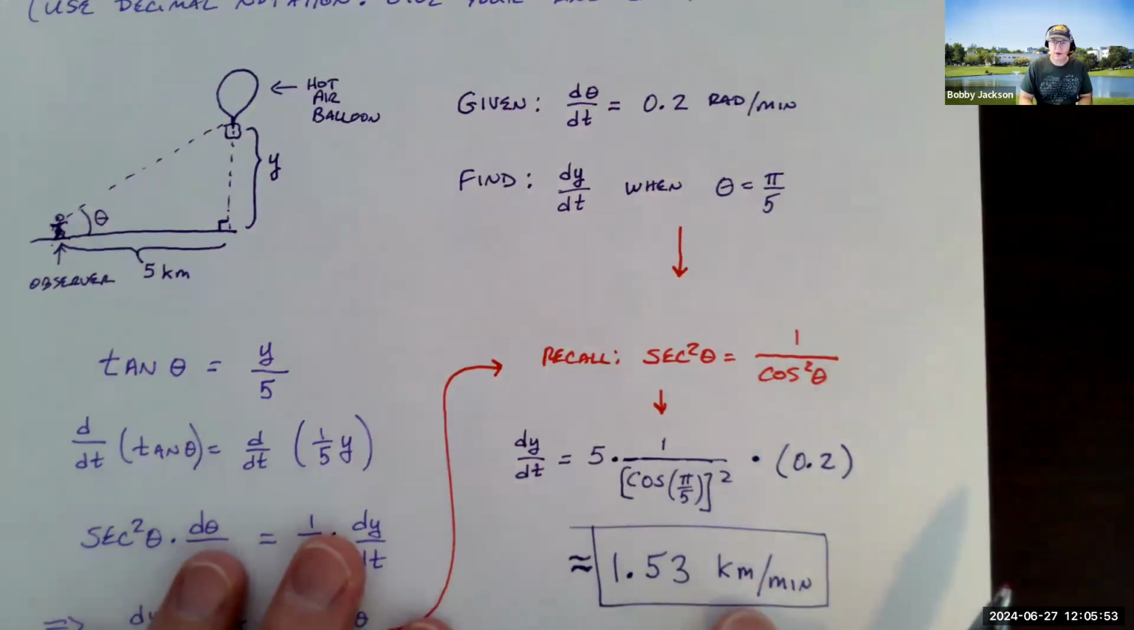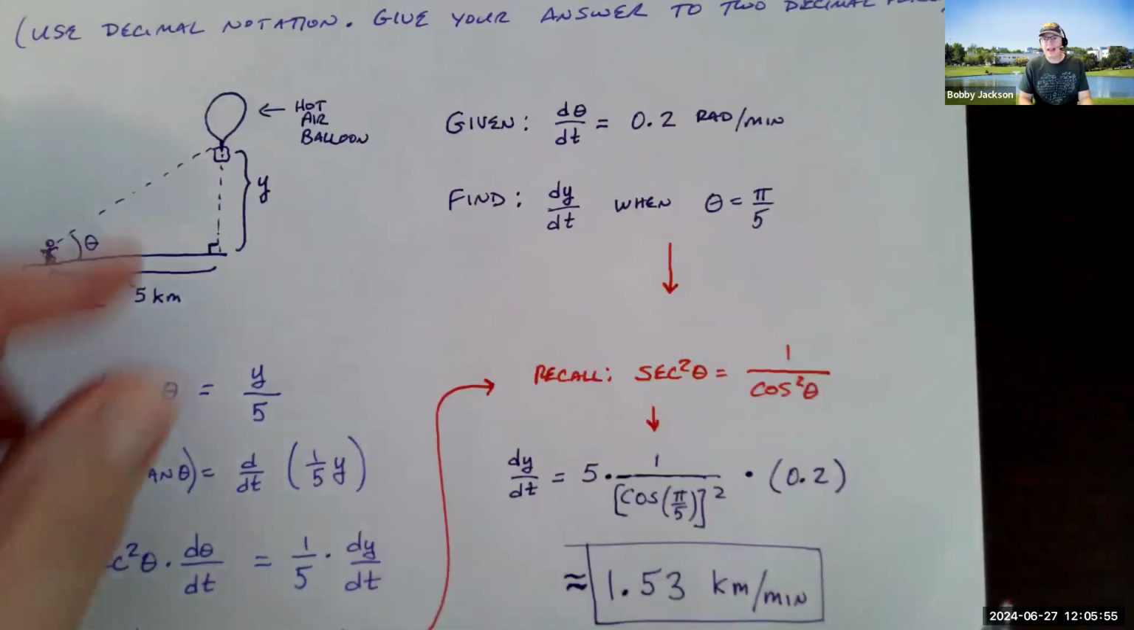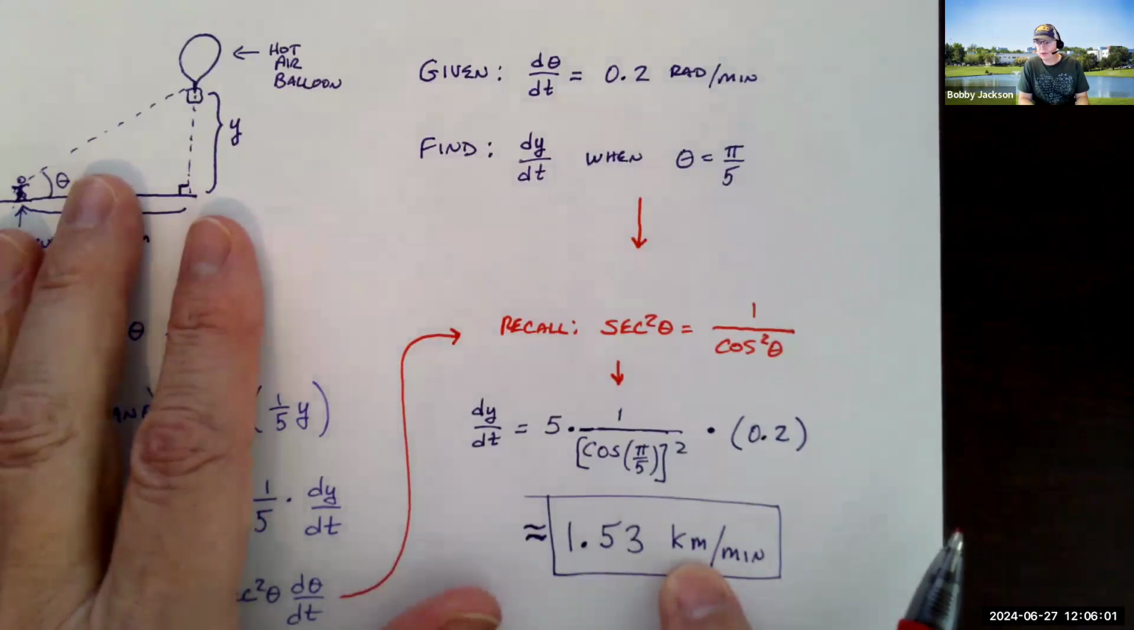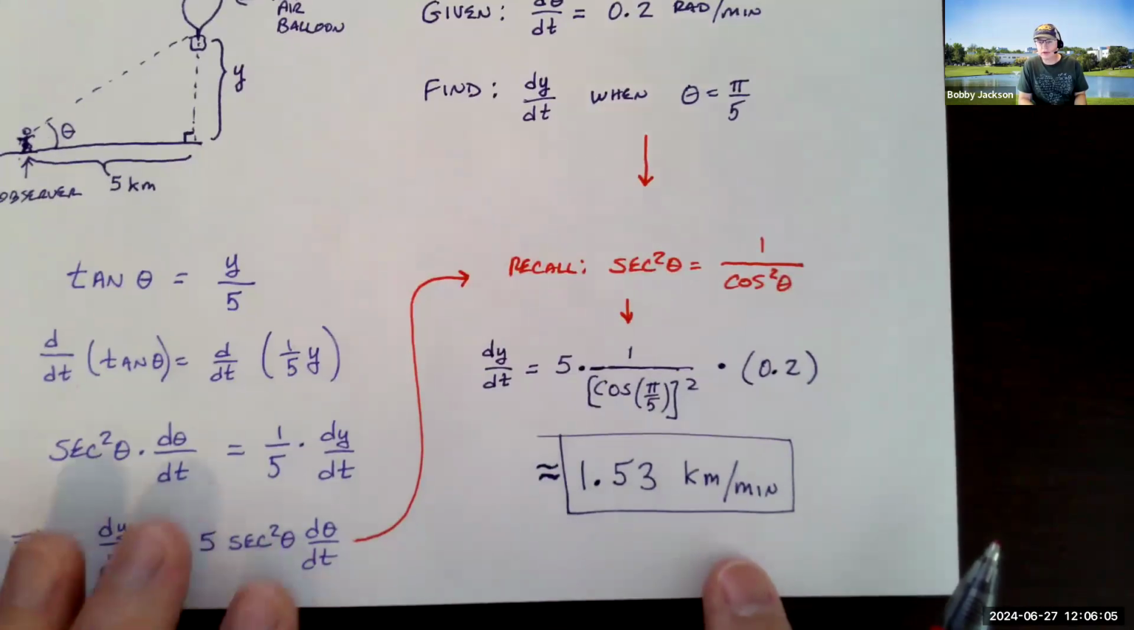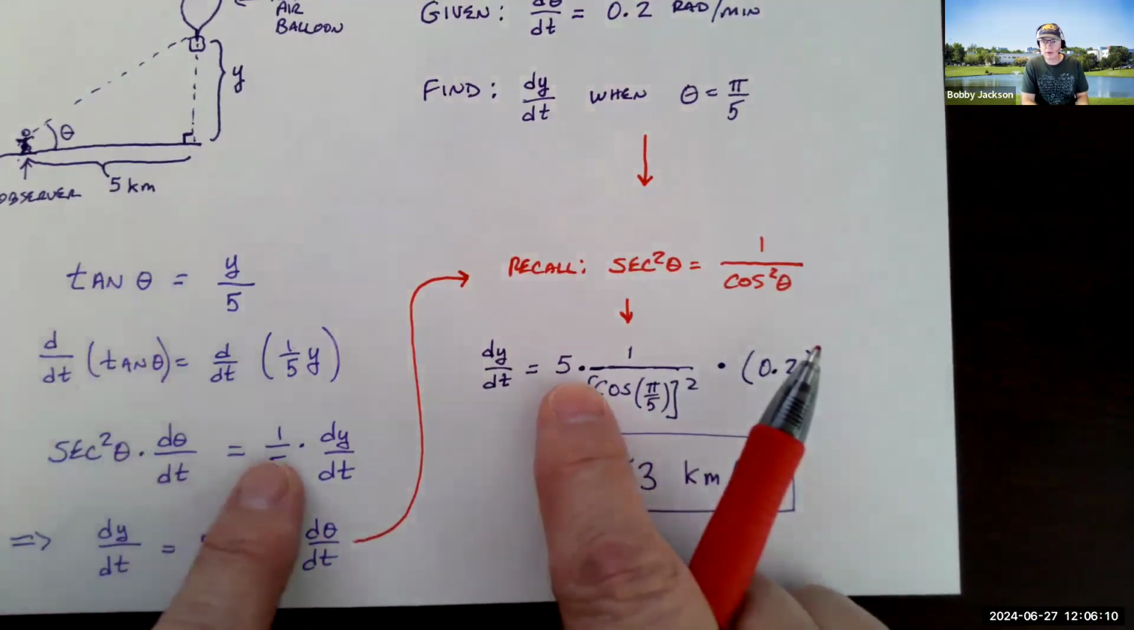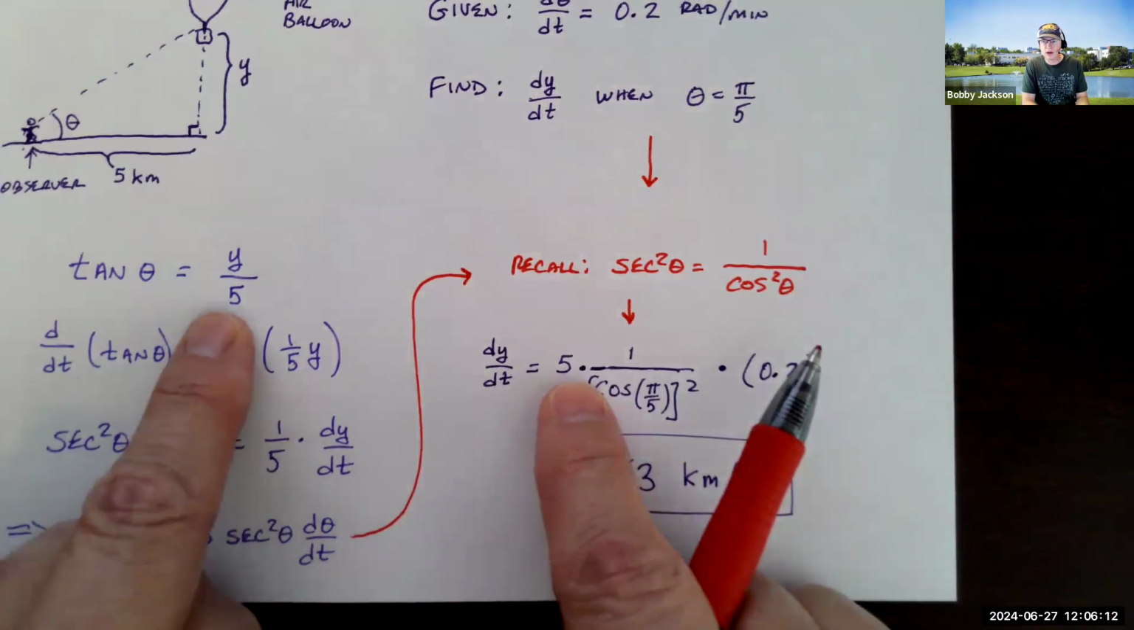And notice the units. The units, first of all, because we're looking at the rate of change of the height of the balloon. And remember, the height units were given in kilometers, right? And so we know the units have to be kilometers per minute. And that's going to be true if you think about the units here, because this 5 was in kilometers.